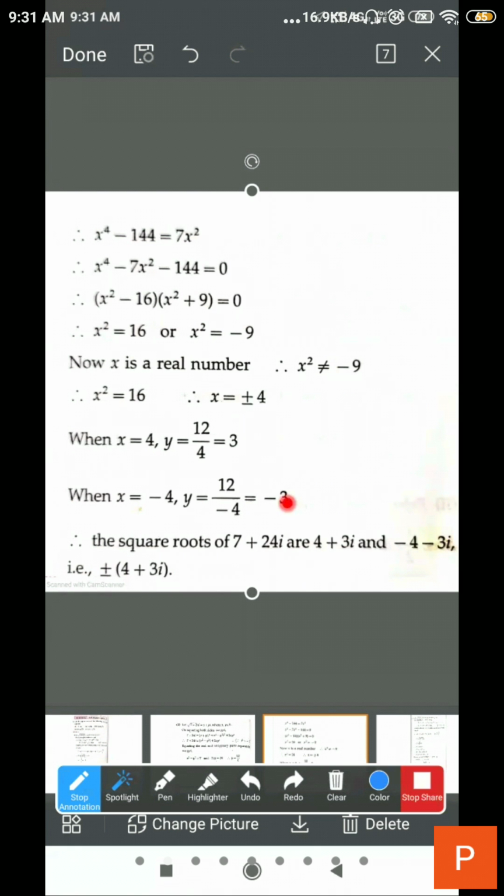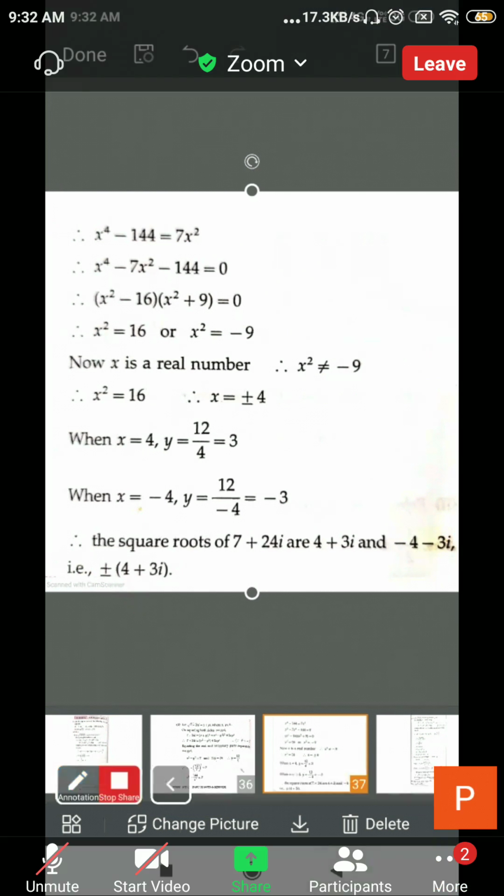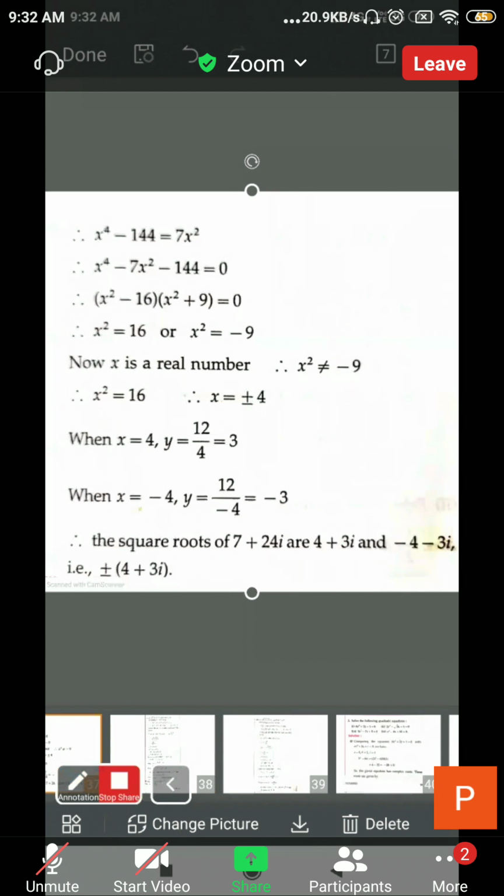That means, as we considered, the root of 7 plus 24i is nothing but x plus yi. Then the value is 4 plus 3i and minus 4 minus 3i. Both are minus, both are plus at a time. That's why the values will be 4 plus 3i or minus 4 minus 3i. That can be written as plus or minus (4 plus 3i).